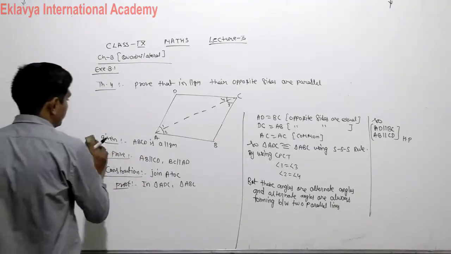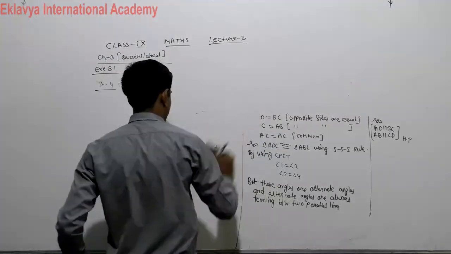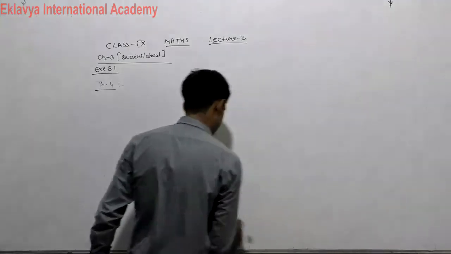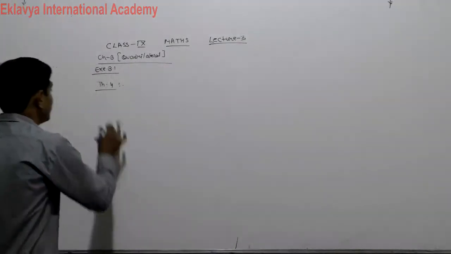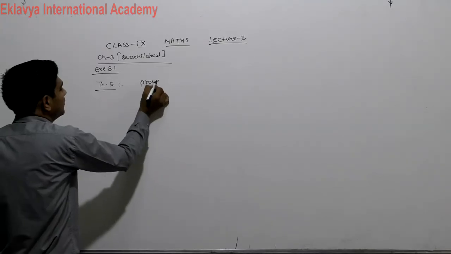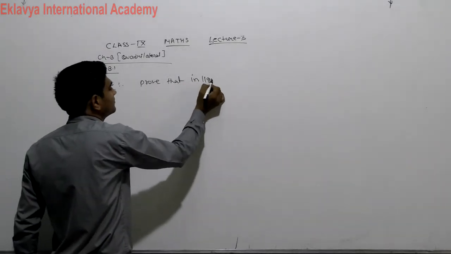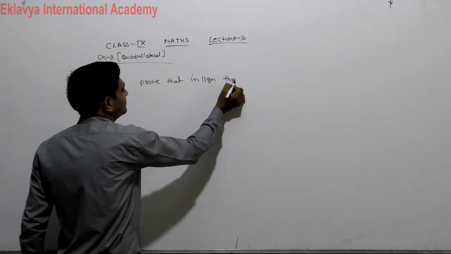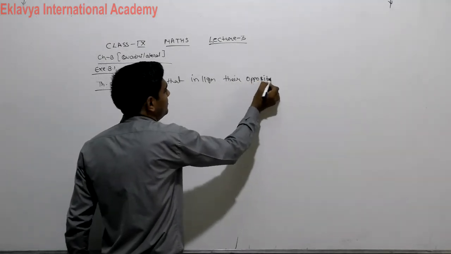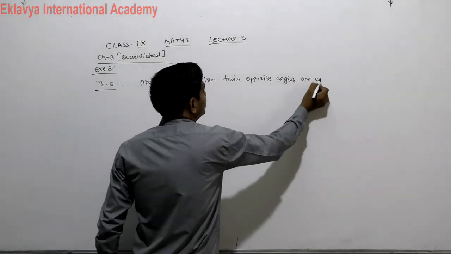Next theorem, the fifth one, is: prove that in a parallelogram their opposite angles are equal.